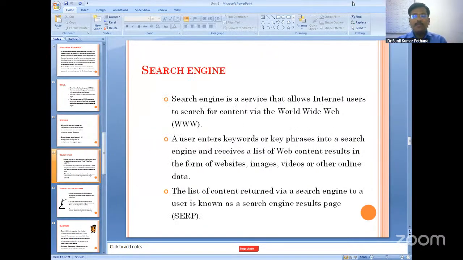Here are some examples of search engines. For example, Google is one kind of search engine, and there are MSN, Yahoo, and Bing. All these are search engines. If you type a word or words, meaning two or three words, you will get the results pages on the screen, on the monitor.